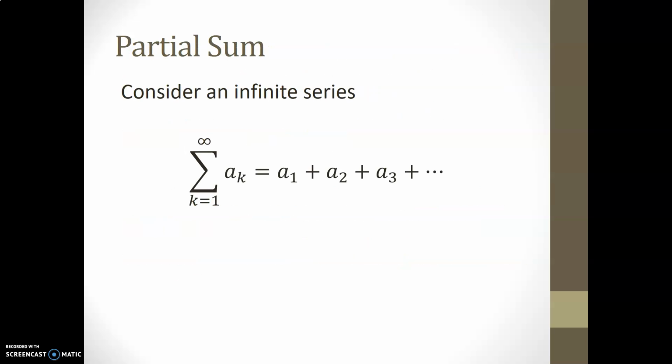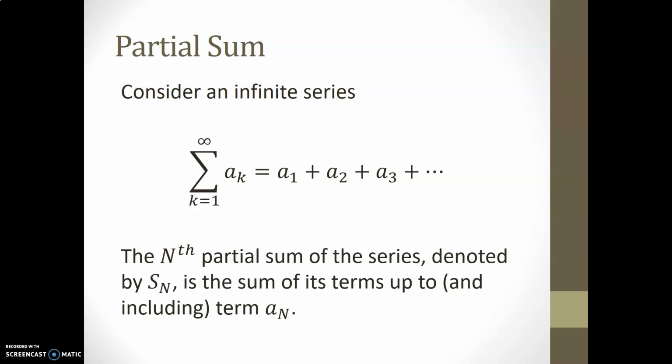In order to do this, we're going to have to define for a moment what is a partial sum. So consider an infinite series of terms that I've denoted as a_k, where k can take on values from 1 to infinity. So basically a_1 plus a_2 plus a_3 and so forth. So there is an infinite, unbounded number of terms here.